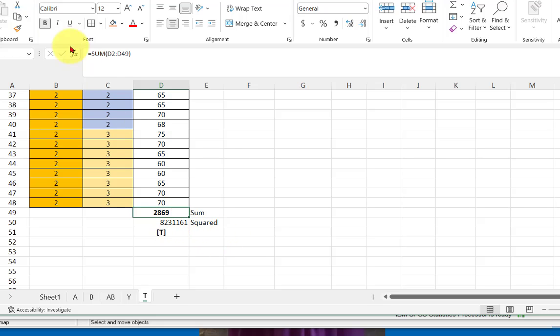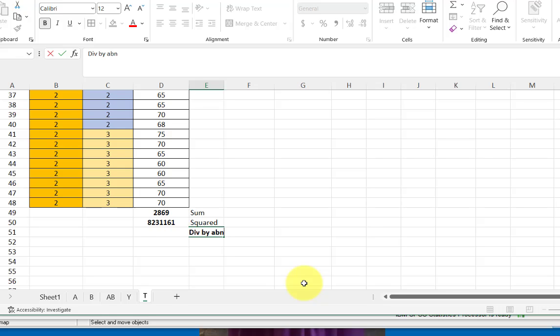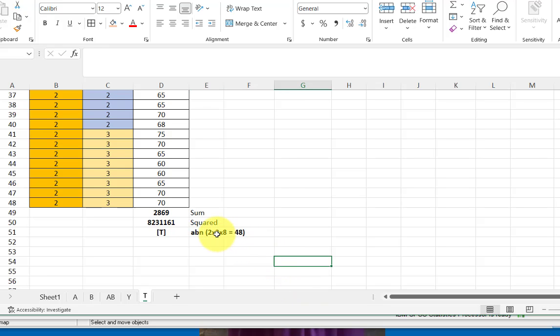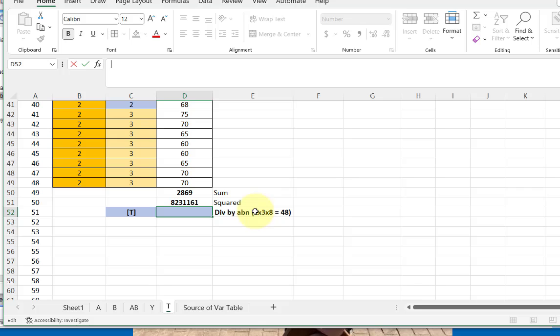So we're going to get that right in there. We're going to divide it by A, B, N, and in our problem it's 2 times 3 times, and our N was 8 in a single group, which equals 6 times 8 is 48, as I recall. Alright, now we've got to divide that number by 48, right? 2 levels, 3 levels, 8 people in a single group.